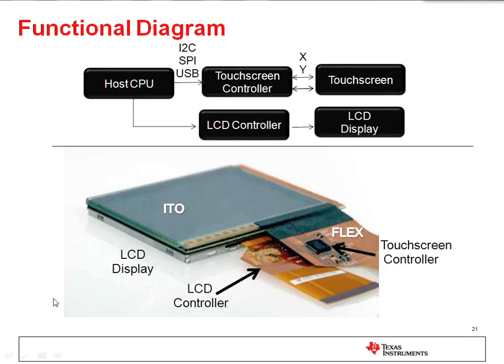So here's an actual picture of what it looks like. You have your ITO here, and then your flex circuitry here, where your touchscreen controller will sit, the LCD controller on a separate line. Very simple functional diagram.